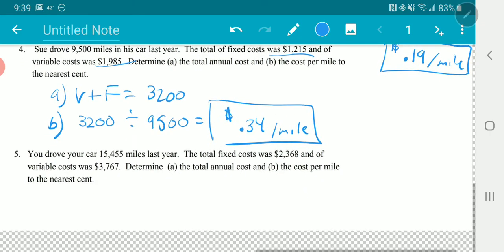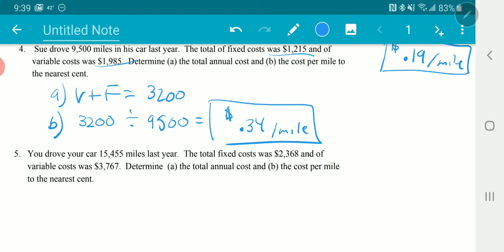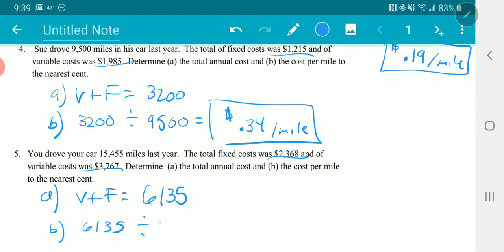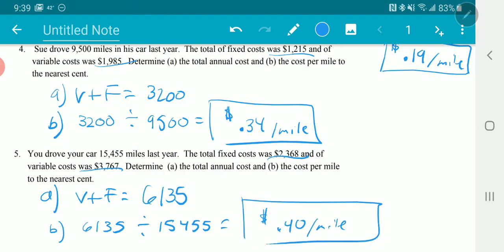And number 5 is the exact same process. So take your fixed costs, your variable costs, add those up, variable plus fixed, to get you a total annual cost of $6,135. Then part B, we're going to take that $6,135, that total cost, divide it by the 15,455 miles from the previous year, and that gives you a cost per mile of 40 cents. There we go. That's your homework.